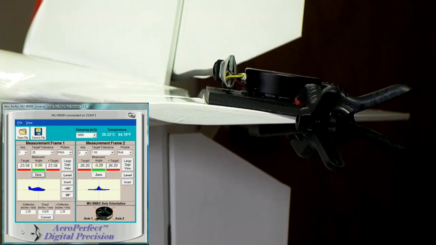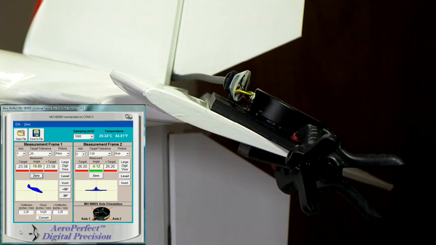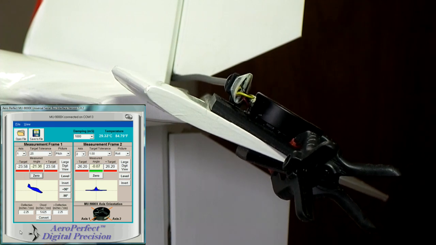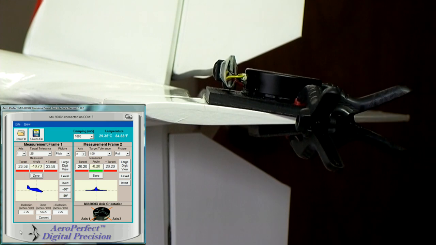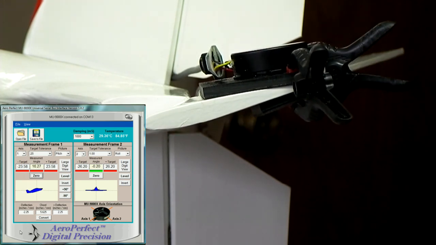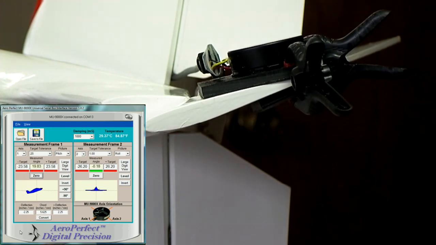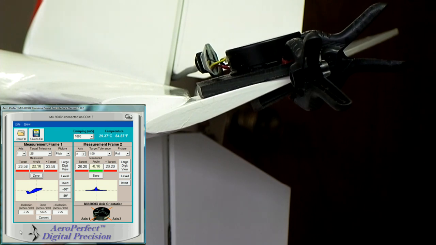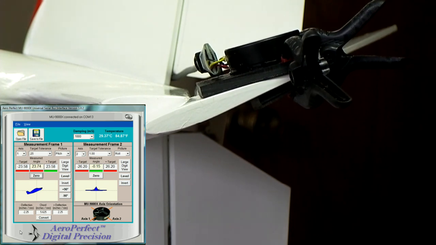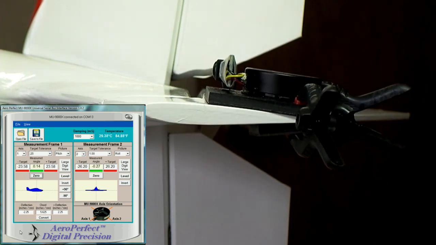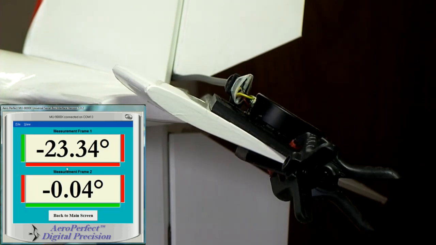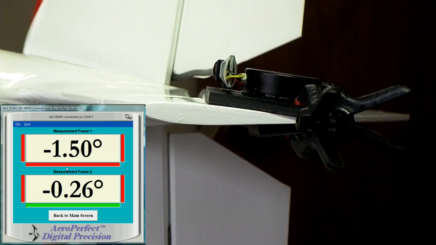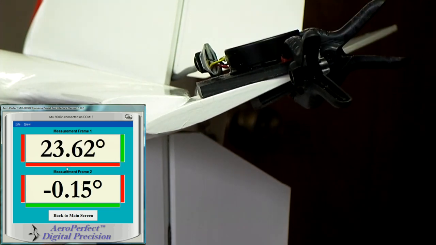Move the radio's control stick fully left and set the endpoint adjustment to minus 23.58 degrees. Then move the radio's control stick fully right and set the endpoint adjustment to plus 23.58 degrees. Select the large digit view to verify the endpoint adjustments. The color bars of axis 1 will turn from red to green when the measured angle matches the target angle within the chosen tolerance.